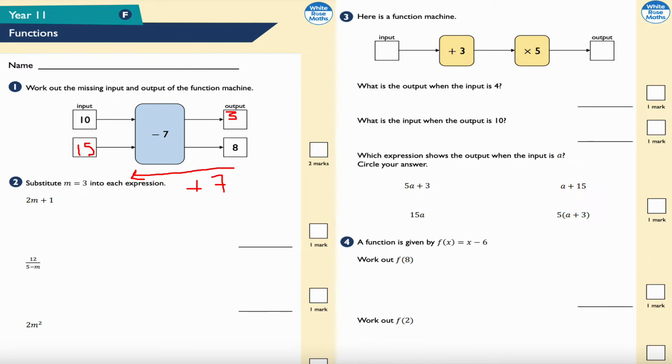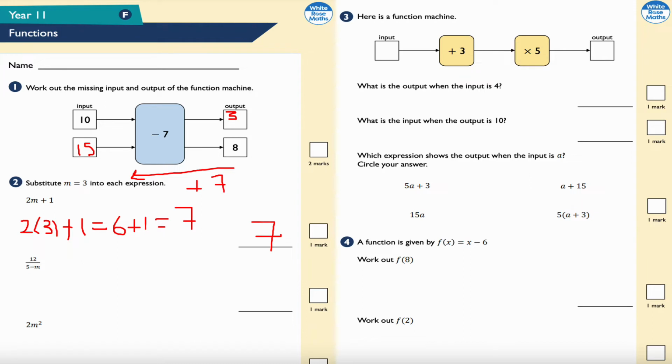Okay, this is question number 2. Substitute m equals 3 into each expression. Well, 2m plus 1, so it's going to be 2 lots of 3. So I'll put it in like a bracket just to make it explicit. So it's 2 lots of 3 plus 1. So 2 times 3 is 6. Add 1 is 7. So it's equal to 6 plus the 1, which is equal to 7. So this is substituting into expressions, okay?